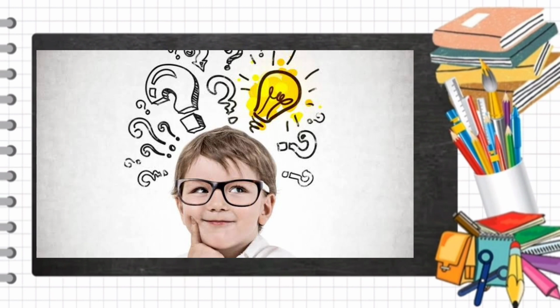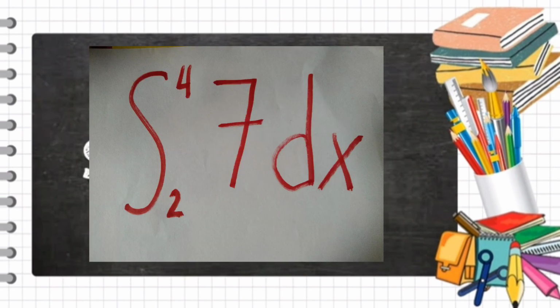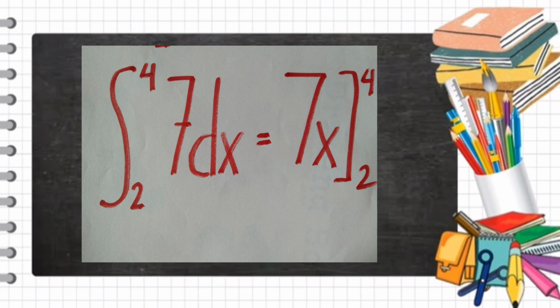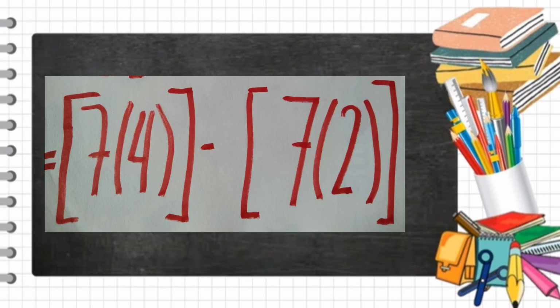So let's start with a simple problem. Let's evaluate the integral of 7 dx from 2 to 4. First, we need to find the antiderivative of 7. The antiderivative of 7 is 7x, because the derivative of 7x is 7, and we're going to evaluate it from 2 to 4. So first, let's replace x with 4.